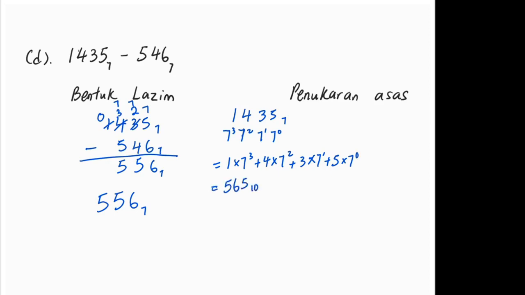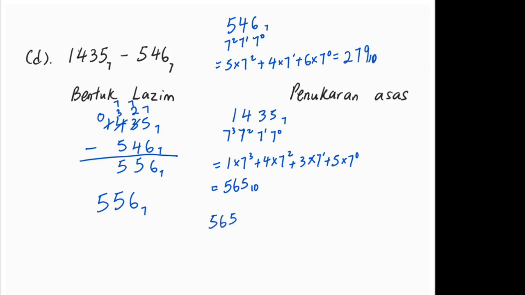Kemudian kita buat sekali lagi untuk 546. Saya tak cukup tempat, maka saya tulis di atas sini. Ini 7 kuasa sifar, 7 kuasa 1, 7 kuasa 2. Maka ini adalah 5 darab 7 kuasa 2 tambah 4 darab 7 kuasa 1 tambah dengan 6 darab dengan 7 kuasa sifar. Jadi sekali lagi kita tekan kalkulator dan kita dapat ni 279 asas 10. Jadi sekarang kita akan tolak 565 asas 10 tolak dengan 279 asas 10. Maka kita akan dapat ni adalah 286 asas 10.